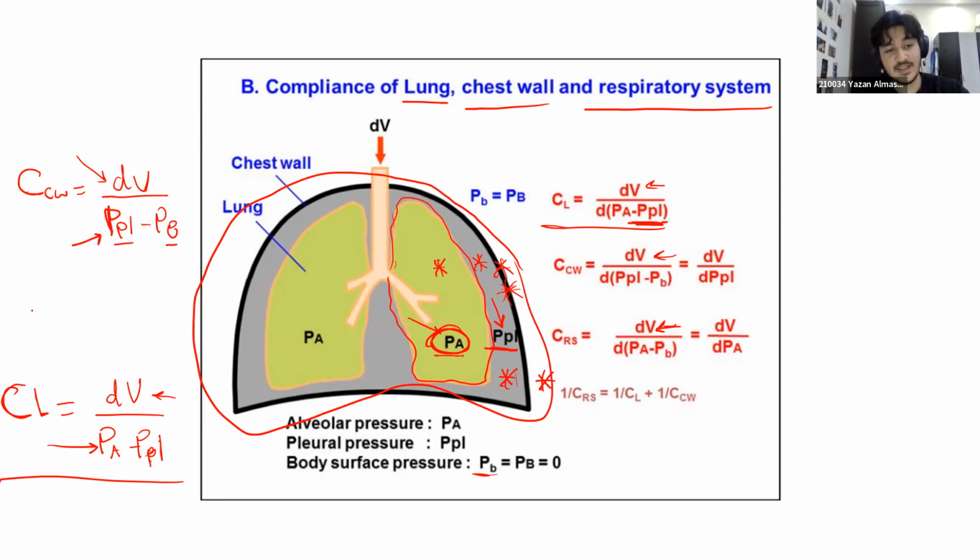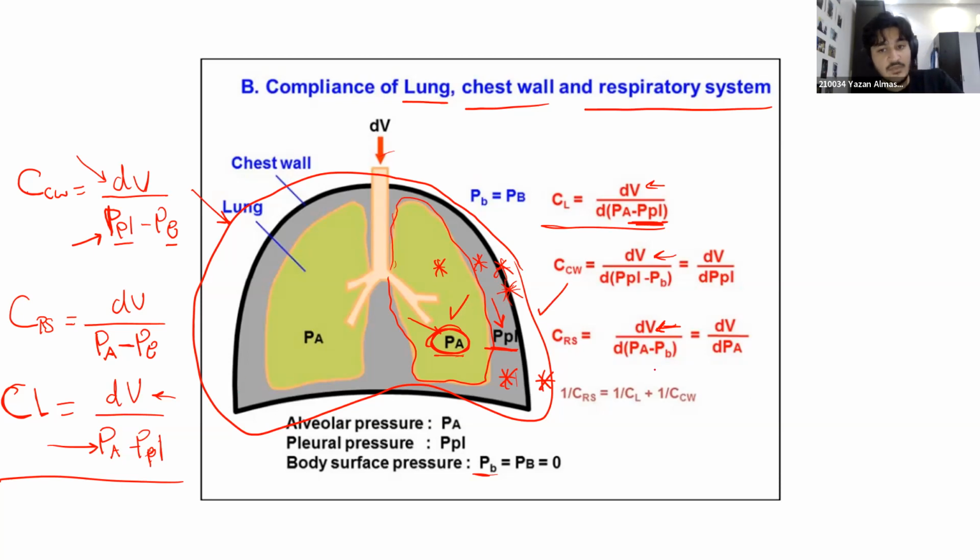Lastly, we have the respiratory system. It's taking the whole thing. Keep this in mind: for the respiratory system, we're not just talking about the lung, we're talking about the lung, the pleural space, and the chest wall. For the respiratory system, shown here as RS, the equation is the change in volume over the change in pressure. The change in pressure is the alveolar pressure minus the atmospheric pressure.